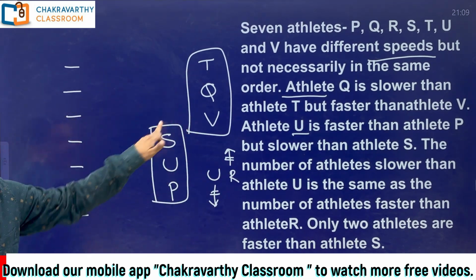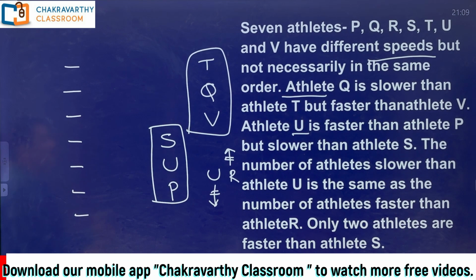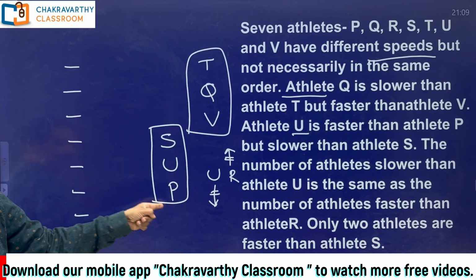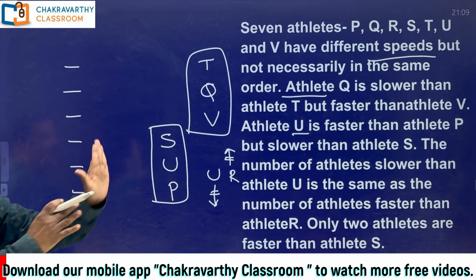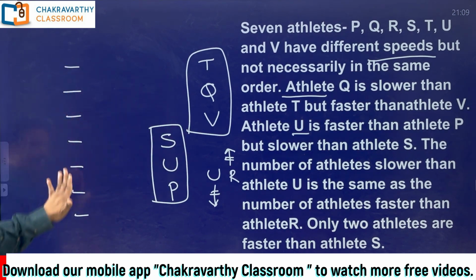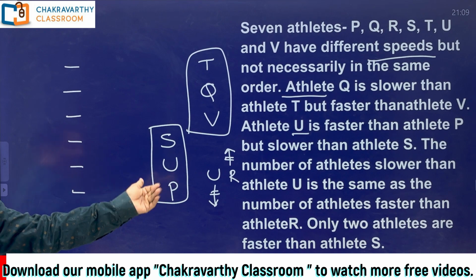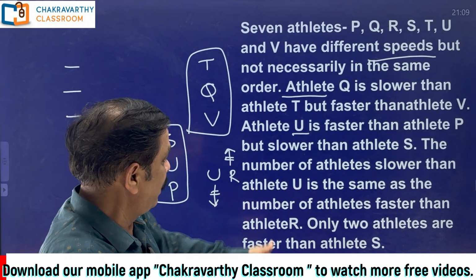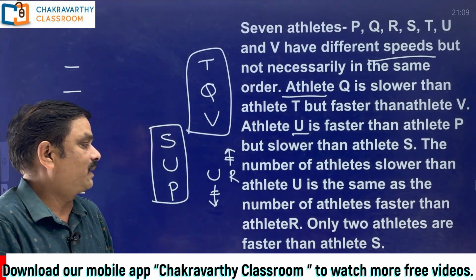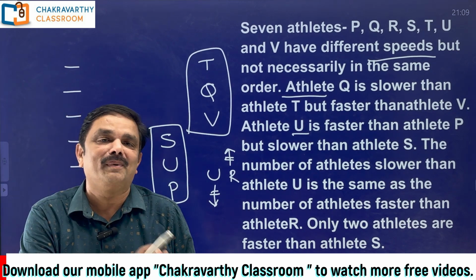Now you see, there are 1, 2, 3, a total of 3 clues, but I am not able to compare these 3 clues with one another, or take any of them individually onto the chart. I'll go for the next information. What they have given is that only 2 athletes are faster than S. This is one of the golden pieces of information.